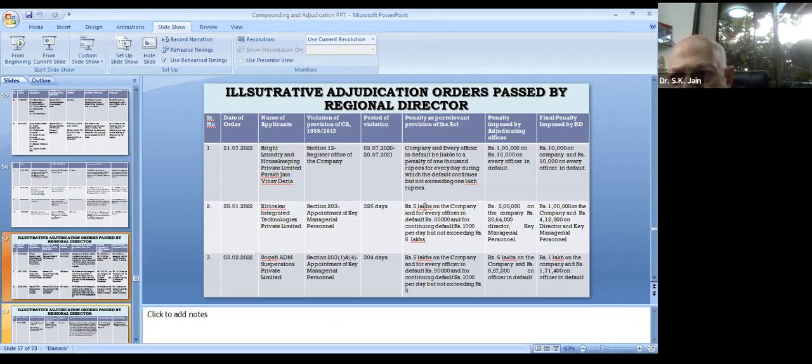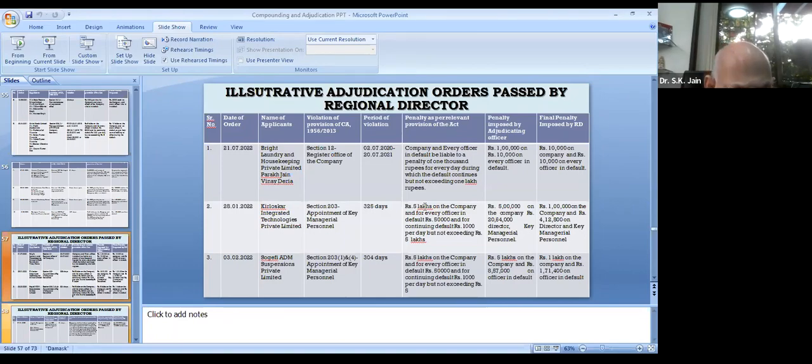And the RD reduced 1 lakh to rupees 10,000 on the company and rupees 10,000 on every officer in default. So he has not changed the penalty on every officer in default, which has been retained at 10,000. But so far as the company was concerned, the penalty amount has been reduced from 1 lakh to rupees 10,000.